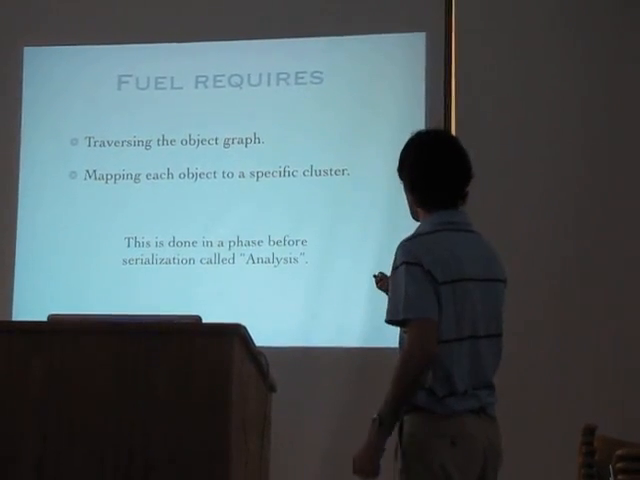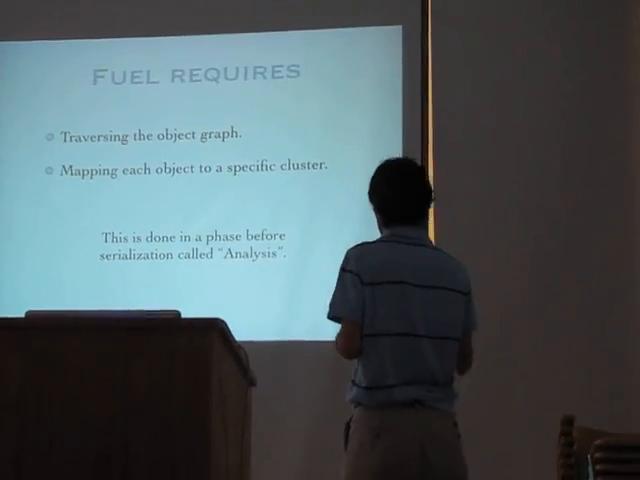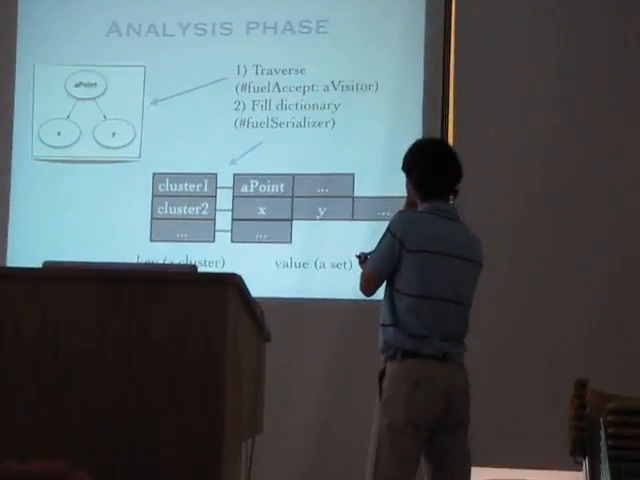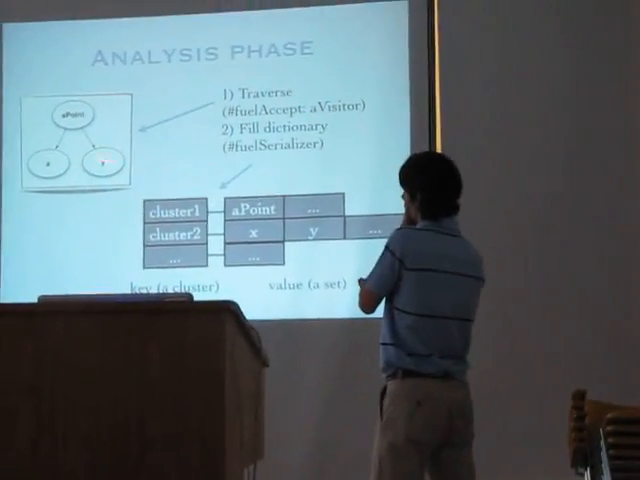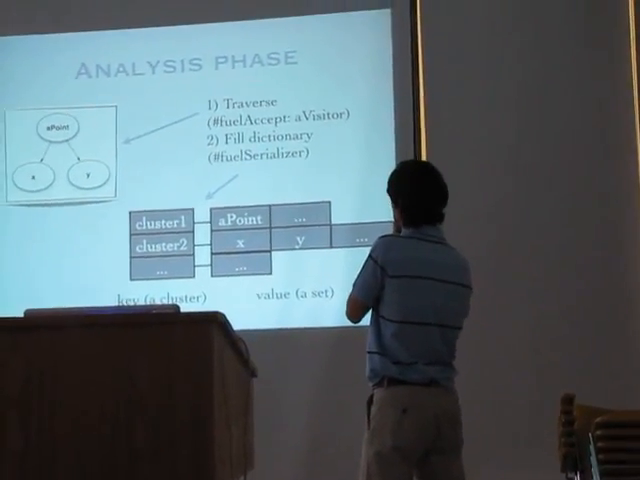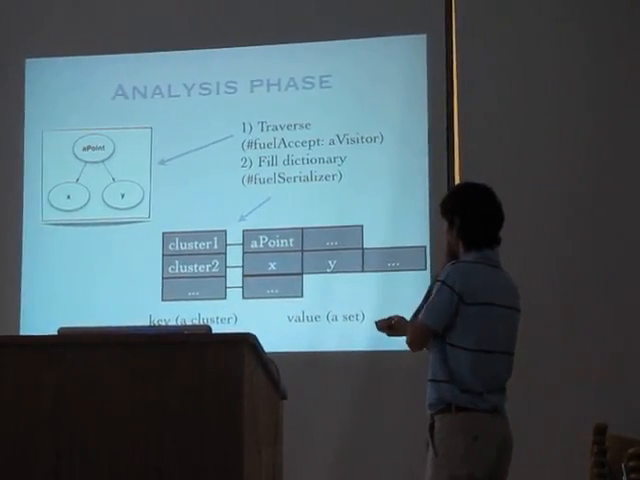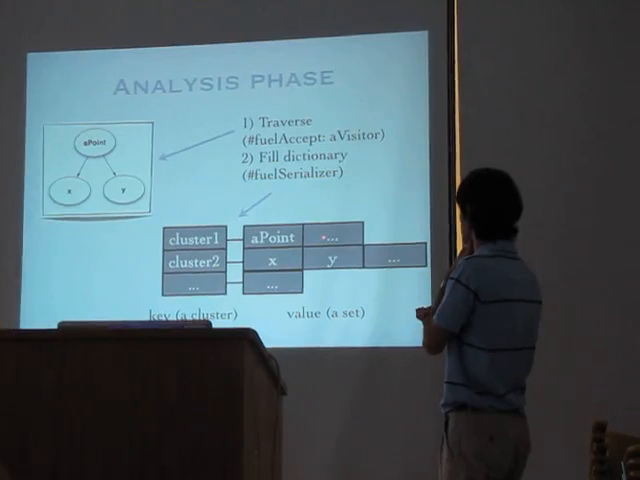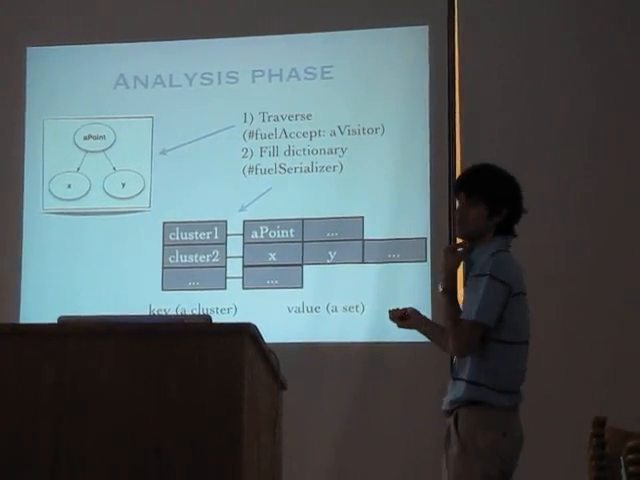So we need to first traverse the object graph and we map each object to a specific cluster. This is what we call the analysis. Basically, we take the graph and we have a visitor where each object can answer which cluster it belongs to. So at the end, what we have is a dictionary where each key is a cluster, and the value is a list of the instances of that cluster.